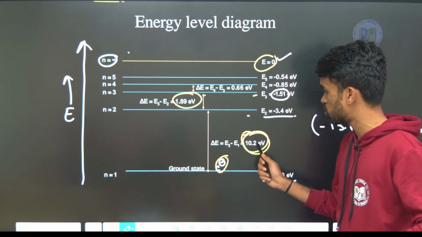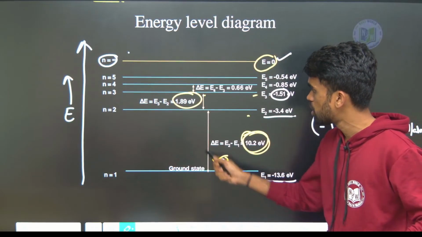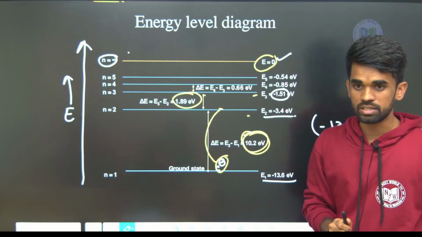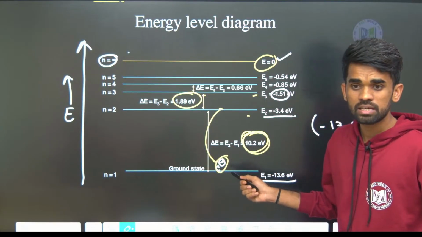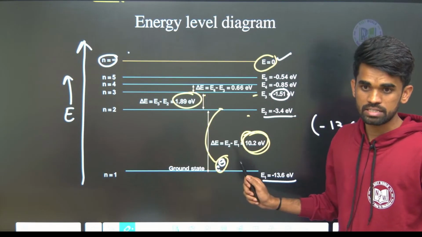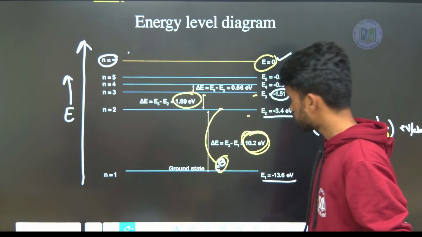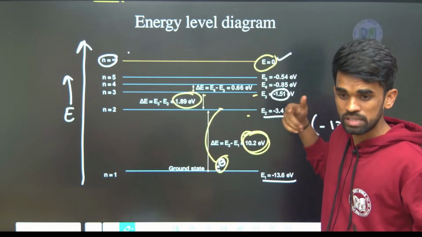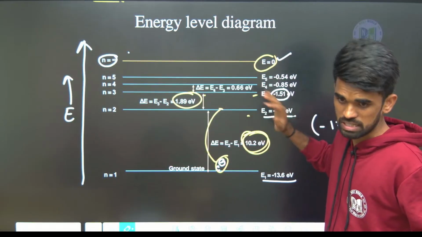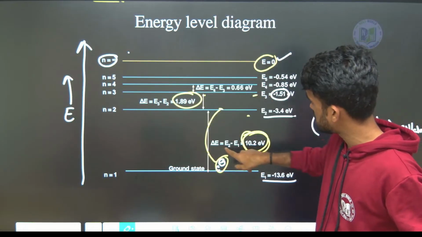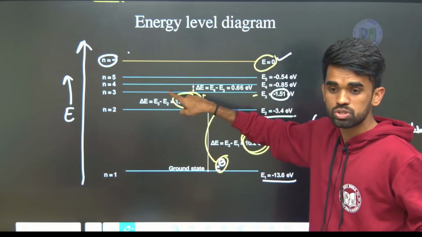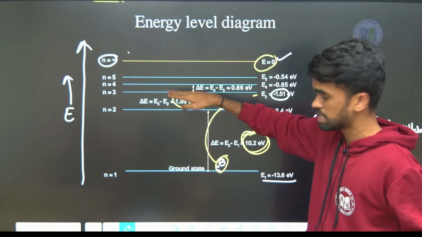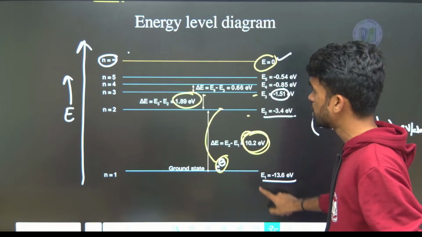A minimum amount of energy should be supplied to make the excitation. If you supply less than this, the electron won't excite. It will excite, but it will go to which level? Only the first level. If you supply the addition of this one plus this one, then it goes to the second level, the second excited state.